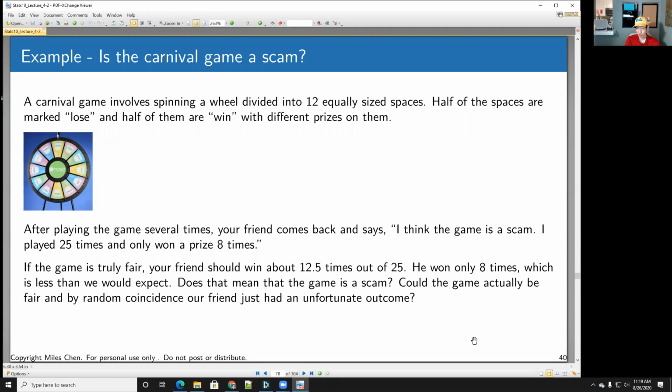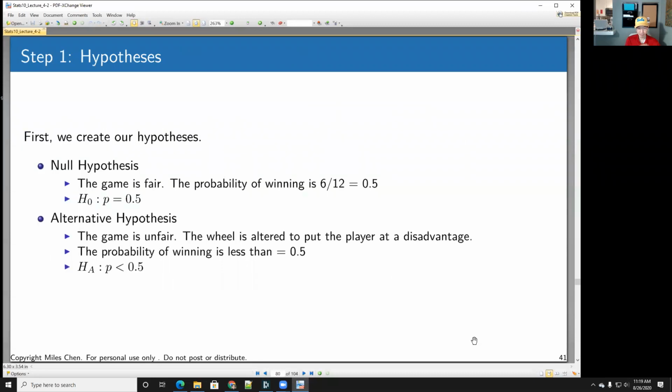Okay, what we're going to do is some calculations here. We're going to actually go through the hypothesis test. So when we create our hypothesis, we're going to say that the probability of winning the game, if it's a fair game, every time you play, you have a 50% chance of winning. We're going to say P is equal to 0.5, right?